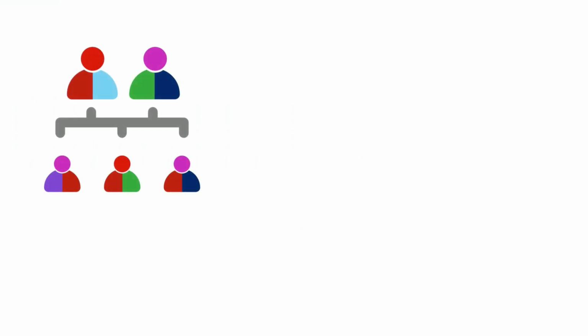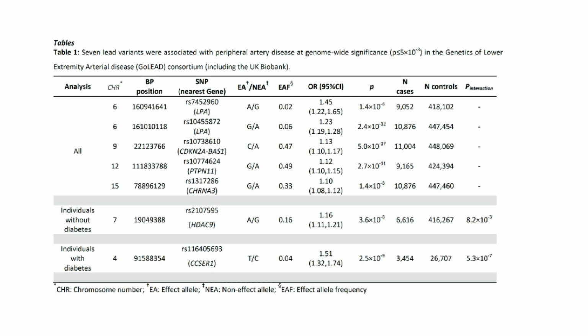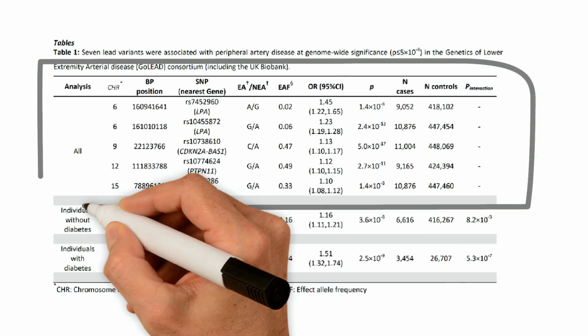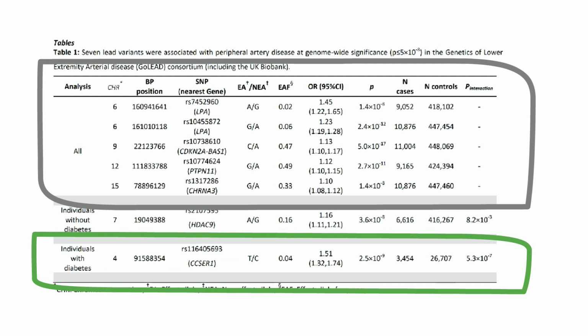First, they estimated the heritability of PAD at 75%. Then they identified 5 independent signals from the non-stratified PAD GWAS. From the diabetes stratified GWAS, they identified a novel variant near CCSER1 in PAD patients with diabetes.